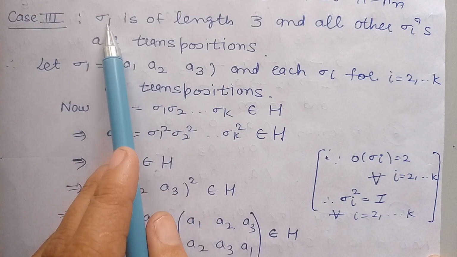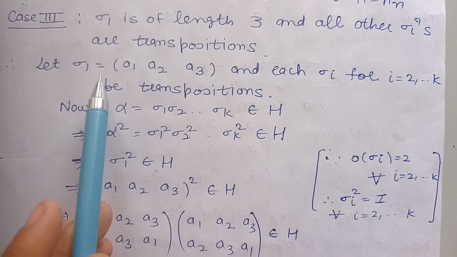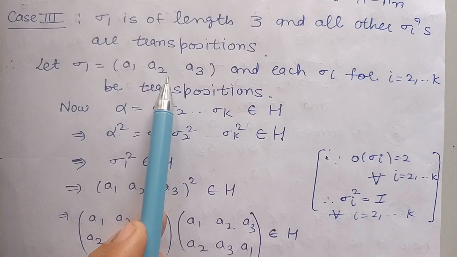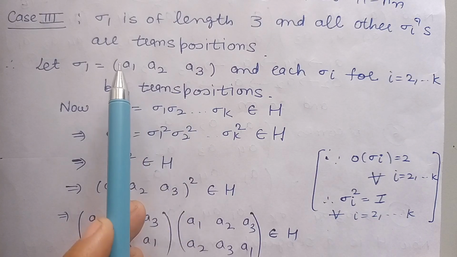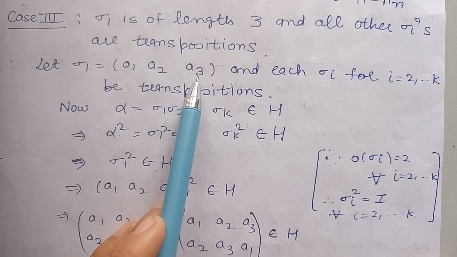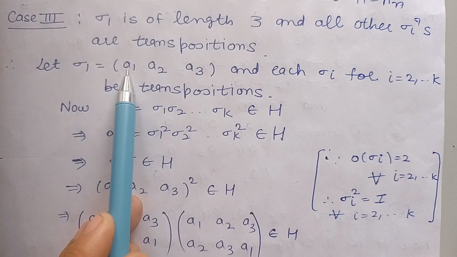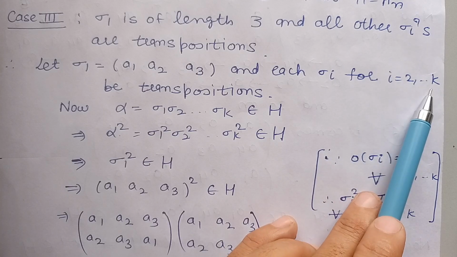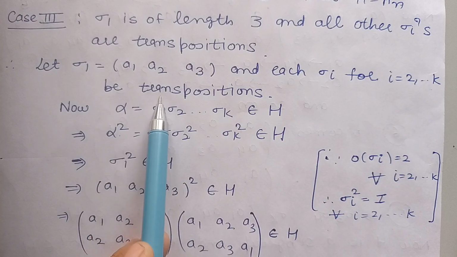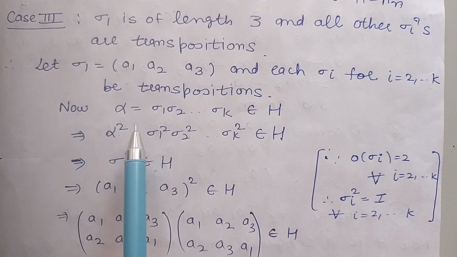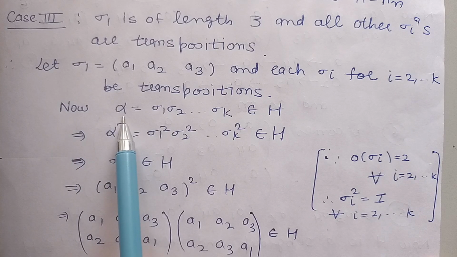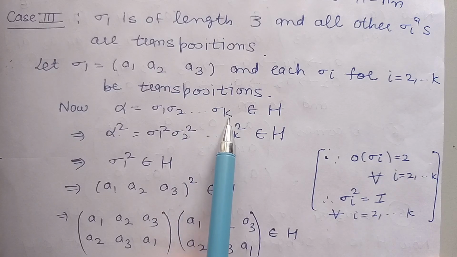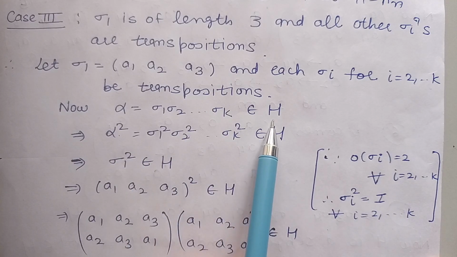Now, because sigma 1 is a cycle of length 3, let us take sigma 1 consisting of the elements a1, a2 and a3. Here a1 goes to a2, a2 goes to a3 and a3 goes to a1. And sigma 2, sigma 3, sigma 4 up to sigma k are transpositions. Now because alpha was the product of disjoint cycles sigma 1, sigma 2, sigma 3 up to sigma k, and this is an element of H.